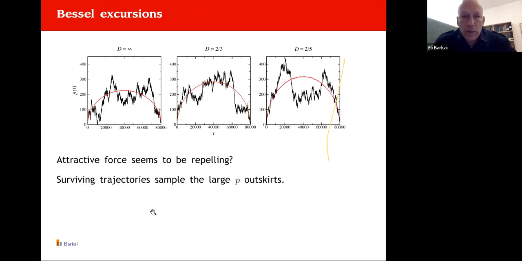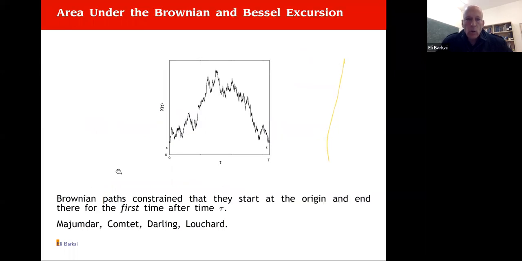Okay, so what are these Bessel excursions? These Bessel excursions are the following. We have the momentum, and it starts at 0 and ends at 0, and in between, it's always positive. Here, I'm plotting different trajectories, and we are interested in the area underneath these random curves, and this is the average of this curve.